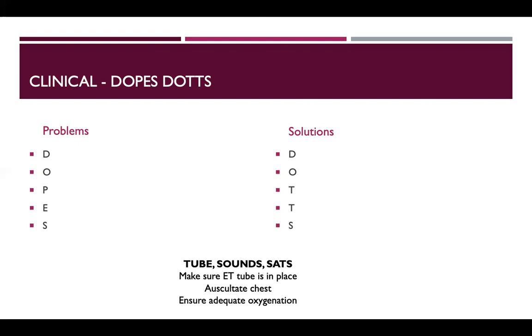If something is going wrong, make sure the ET tube is in place, auscultate the chest, and ensure that the patient is still satting adequately, because if not, you're going to have to go to more drastic measures to actually oxygenate them instead of fiddling with the settings. Okay, so the way I did this is that I took each of these letters and created just a very simplified clinical scenario for you guys. And then at the end, I'll just reveal what the acronym is, and then we'll be done for tonight.